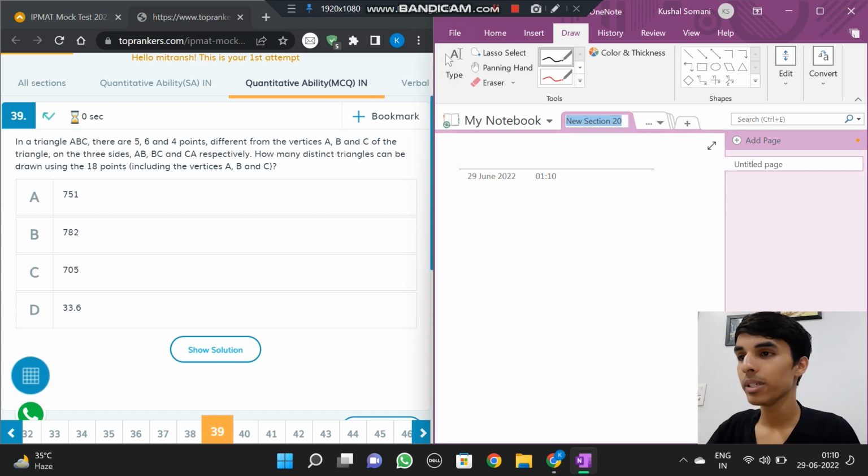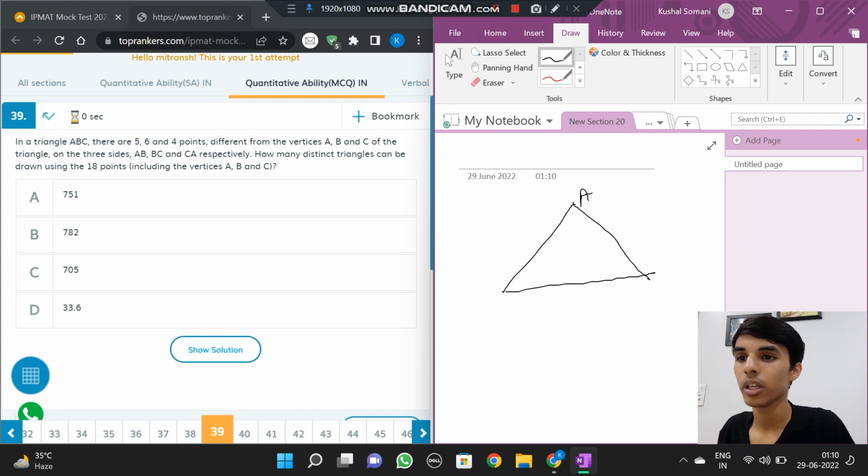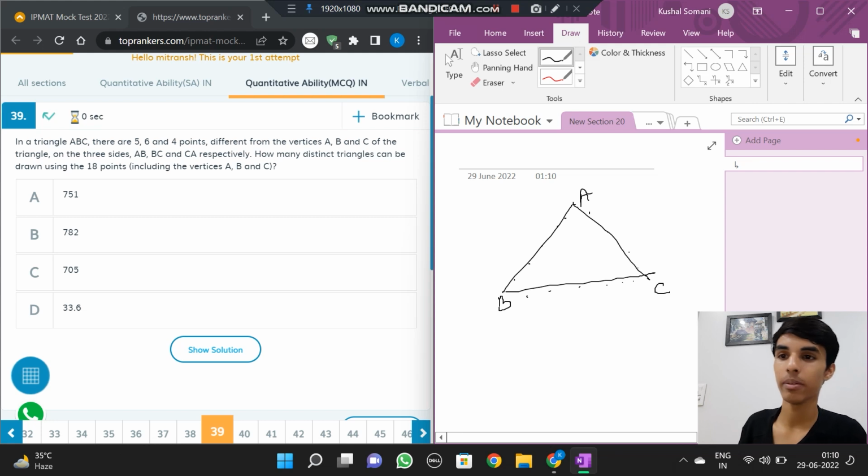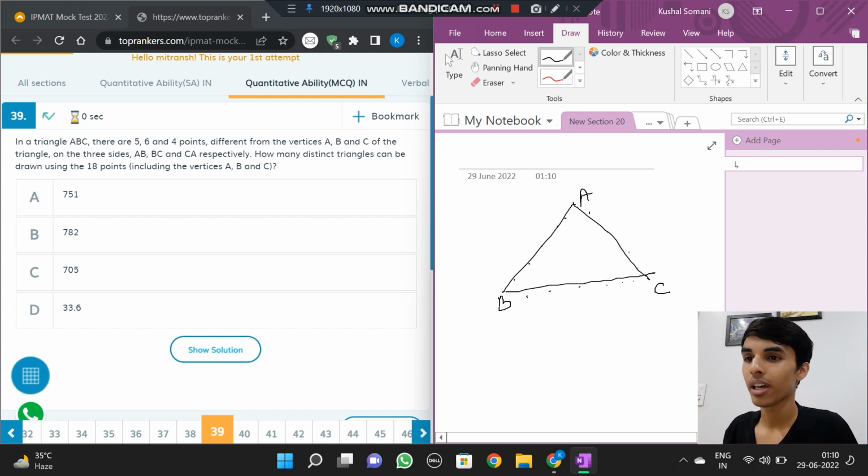In a triangle ABC, there are 5, 6, and 4 points different from the vertices A, B, and C on the sides AB, BC, and CA. So if this is the triangle A, B, C, there are 5 points on AB, 6 points on BC and 4 points on AC. Okay. So now we need to calculate how many distinct triangles can be formed using the 18 points, because 5 plus 6 plus 4 plus the 3 vertices A, B, C. So total number of points are 18.